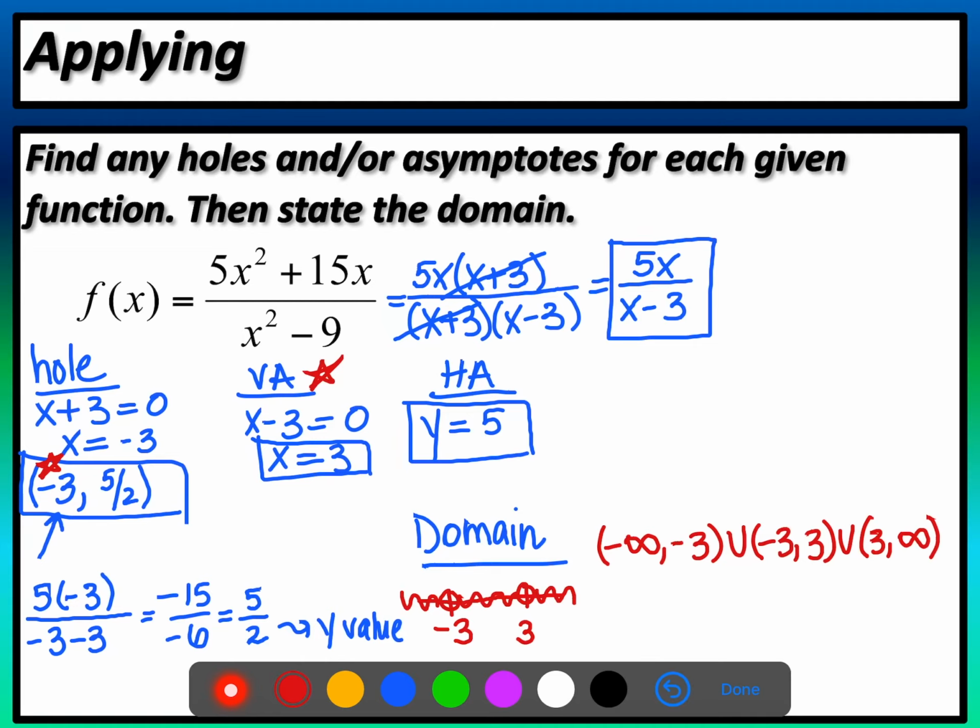Okay, so that is everything. Vertical asymptotes, horizontal asymptotes, holes, and then putting it all together with the domain. Okay, please feel free, go back to look at any of these examples, pause to make sure that your notes are complete, and write down any questions that you may have, and we'll go over them when we're together the next time.